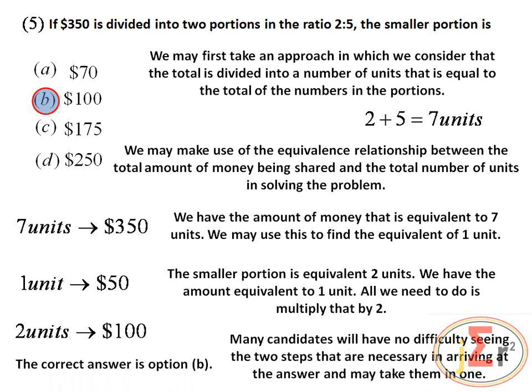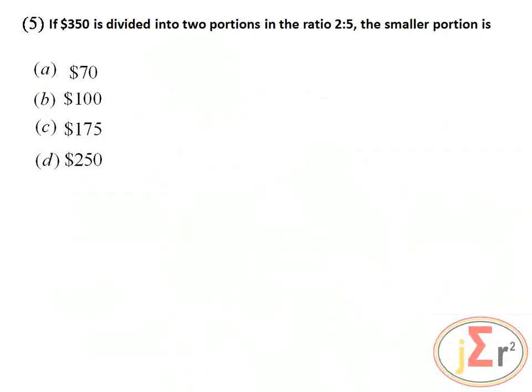Many candidates will have no difficulty seeing the 2 steps that are necessary in arriving at the answer and may take them in one. So some students will just do 350 divided by 7 multiplied by 2, and they just get the answer in one step like that. But we are attempting to demonstrate the finer details of the principles that may be used in solving this and other similar problems.